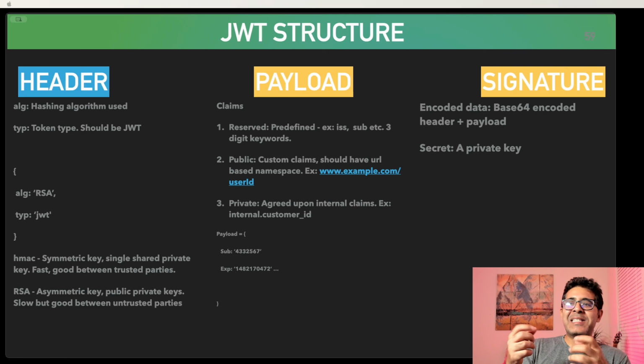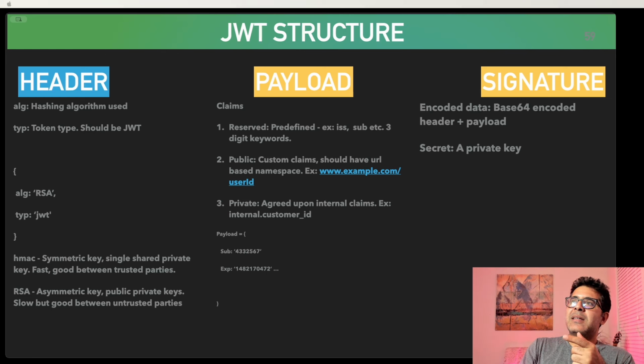And RSA is asymmetric key, public and private key. This is slow but good between untrusted parties. So one good example is, say you are only providing a backend service via an API gateway, and your clients can basically use your API or microservice, and they can create their own front end. So in that case, you don't know who is going to be using that. So RSA can be a good approach over there.